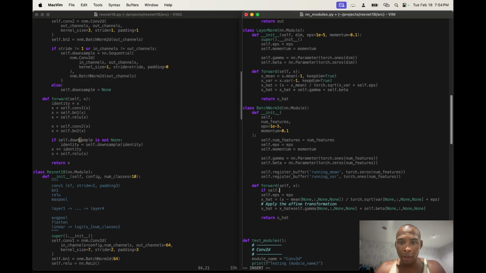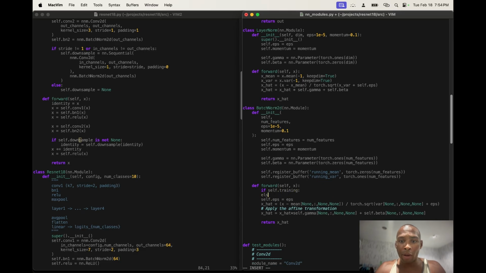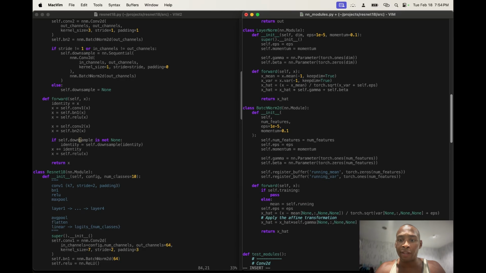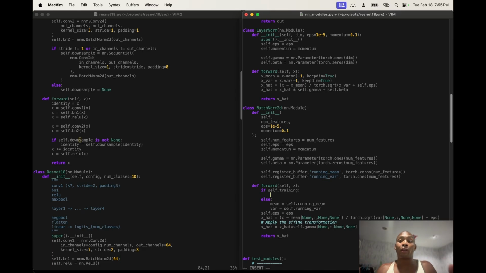Now there are two modes. There's going to be the training mode and the evaluation mode. Evaluation mode is just going to use the running statistics that we've calculated: the mean is going to be the running mean, and the running variance. In training, we're going to learn the appropriate affine transformation.